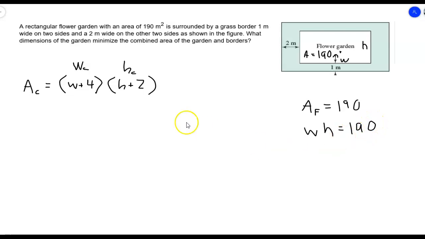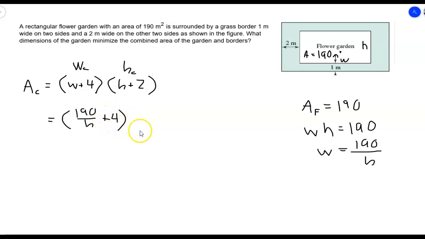The idea is that we're trying to substitute something over here so we can get it into either widths or heights. It really doesn't matter which one we do. In this case, I'm going to solve for width, and that's going to be 190 over our height. So that's what the width is equal to. We'll go over here and make that substitution. So the width is equal to 190 over height, plus 4, times the height plus 2. So here is our objective function right here. And now let's go ahead and FOIL this out.